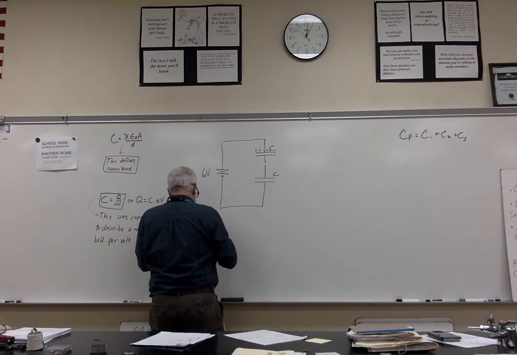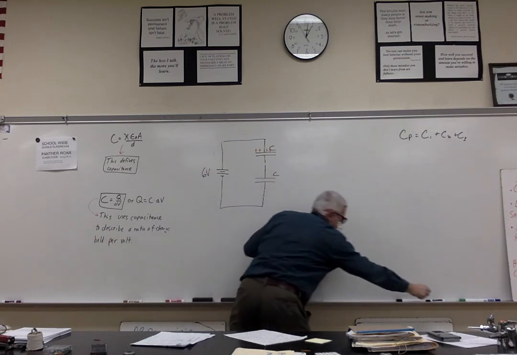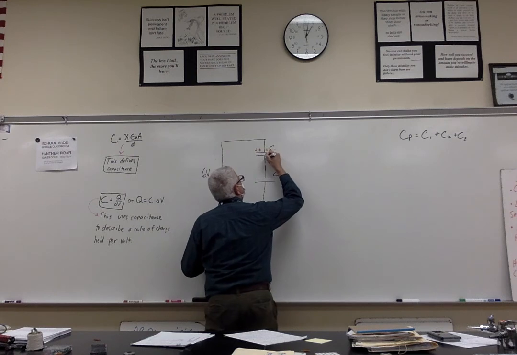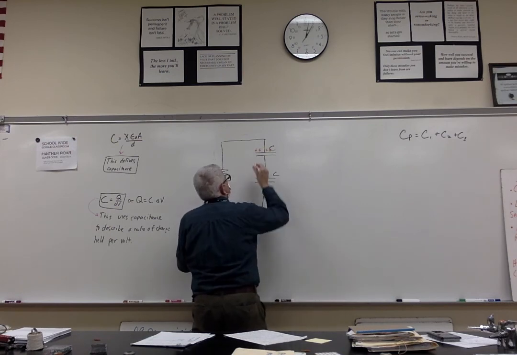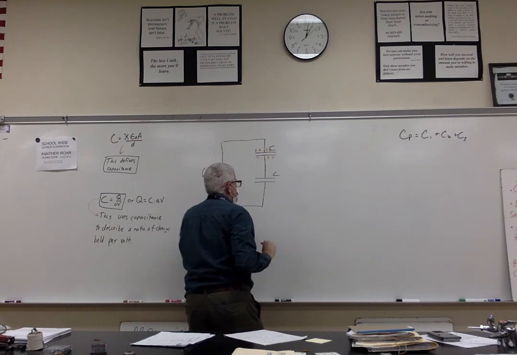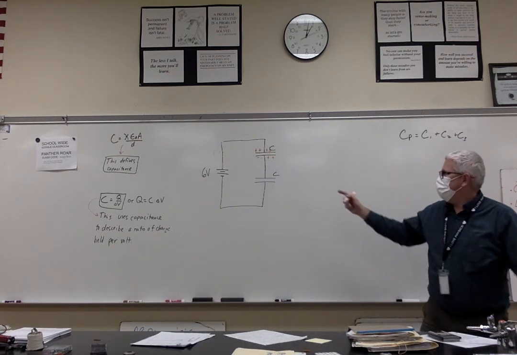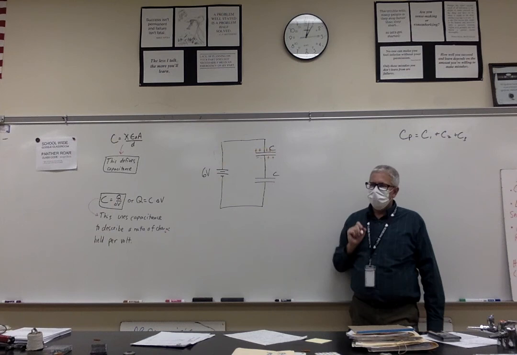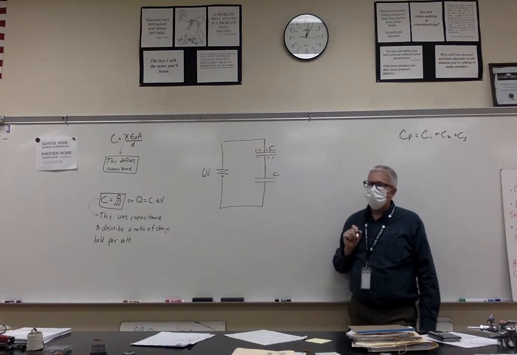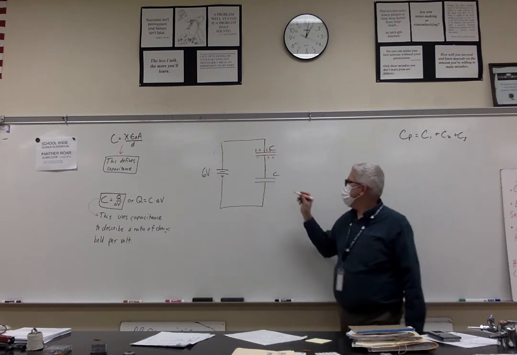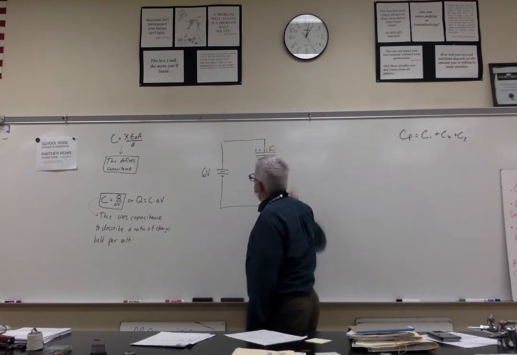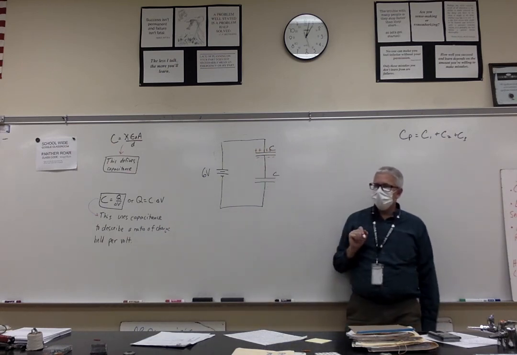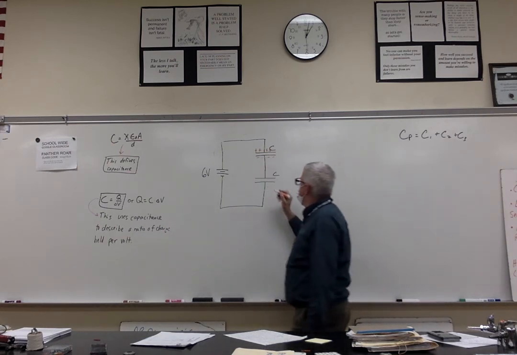What would be the charge on the bottom of that capacitor? Justin? That makes sense to me. I've got to have the same charge on each side of the plates. What would be the charge on the top of this plate? 2. Why 2? Oh, sorry, there should be negatives down here. Does that make you change your answer? Yeah, it's going to be 4.